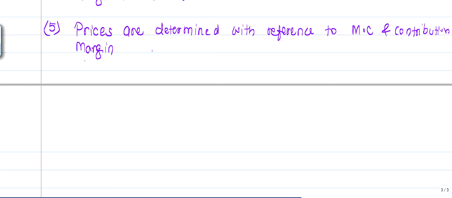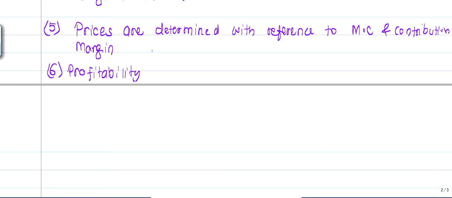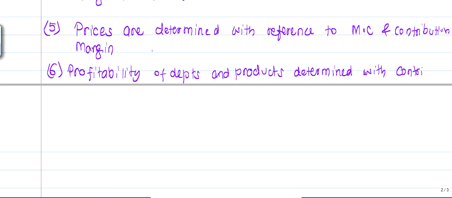Last one, profitability of departments and products is determined with contribution margin. How to calculate contribution margin? We'll see that it is contribution divided by sales. You will get the contribution margin.